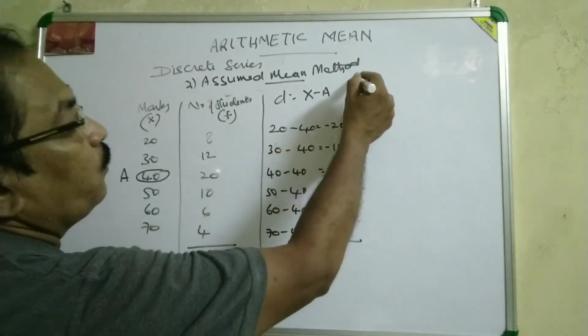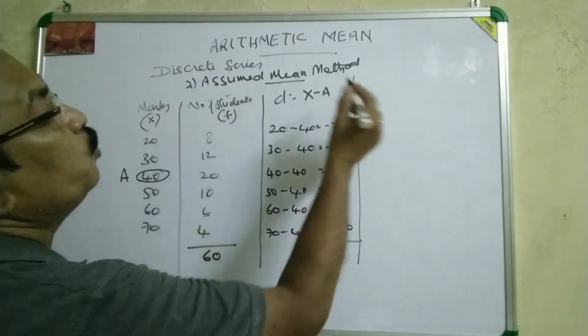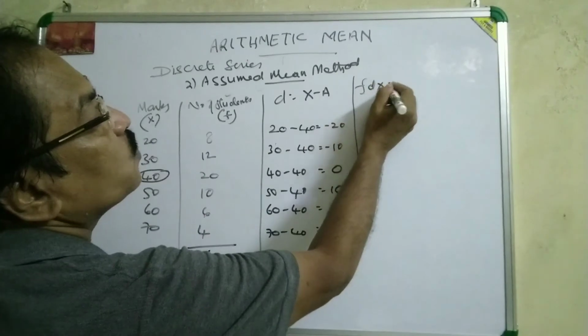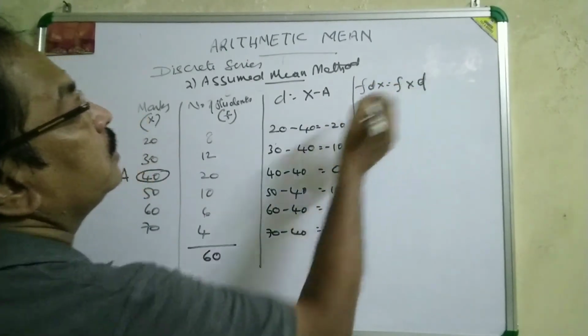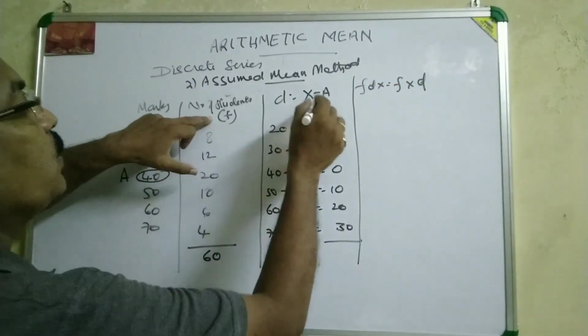Then you have to calculate f into d. Fd is equal to f into d. So here is your f and here is your d.